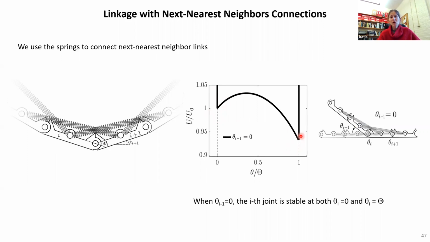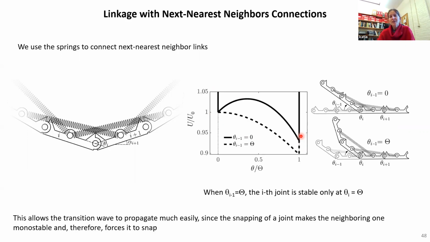Very good. But now, assume there is a wave coming from the left. At a certain point, joint I minus 1 is going to snap. And when joint I minus 1 snaps, it kills the energy barrier, so it makes joint I monostable. So it makes joint I unstable in the flat configuration, so it makes joint I snap. Basically, when the spring connects next nearest neighbors, the snapping of one joint forces the next one to snap because it makes it monostable.